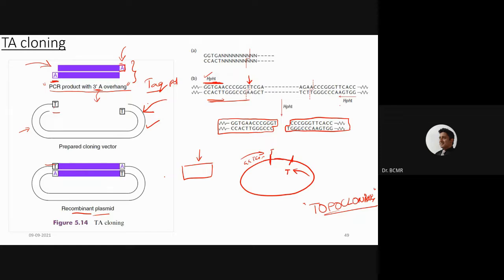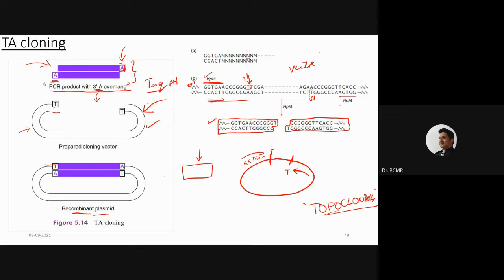And if we could have generated an overhang that is similar in nature, this is not 3' overhang. If you say 5', yeah, this is 3', sorry. What I meant here is this is 3' T, isn't it? I'm talking about the vector here. If we are talking about the vector, it is leaving a 3' T, and this will be another 3' T.